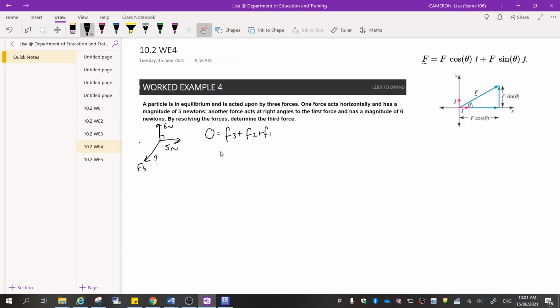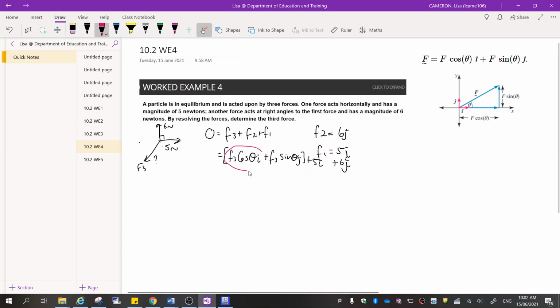I'm going to do very similar things. So F2 is still going to be 6j, F1 is still going to be 5i, and I'm going to substitute this formula in as my third force. So it's just going to look like this: F3 cos theta i plus F3 sine theta j plus 5i plus 6j. Now, this is where it's slightly different.